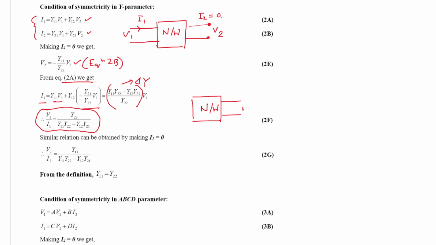Now you are exciting it from the output port and making the input port open circuited, which leaves a voltage V1. So you will get a similar relation: V2 by I2 will be Y11 by delta Y. So that follows immediately, according to the definition of a symmetrical network, V1 by I1 should be equal to V2 by I2. So that immediately follows Y11 is equal to Y22.